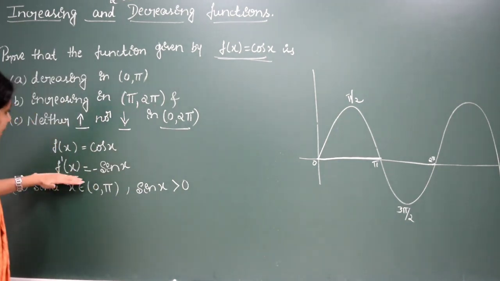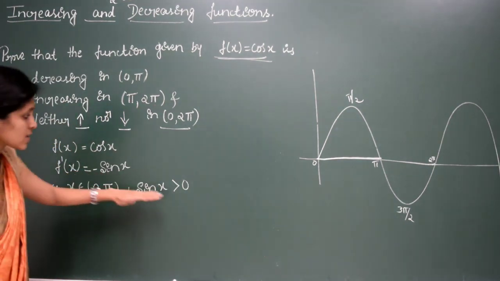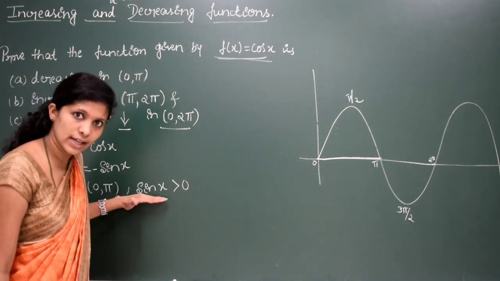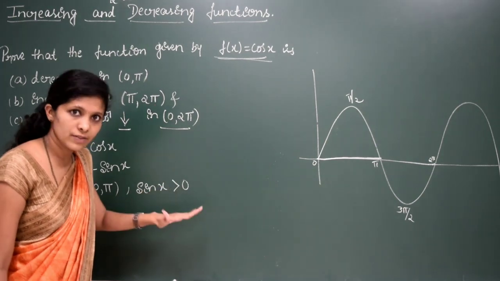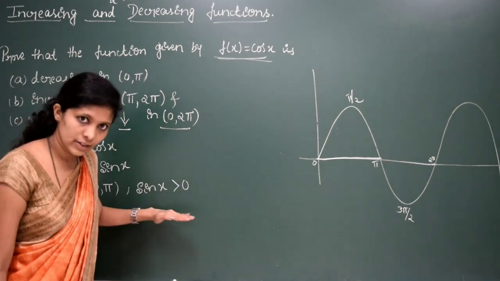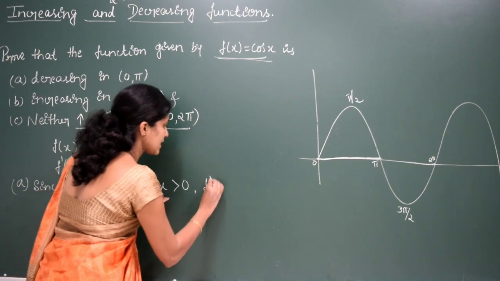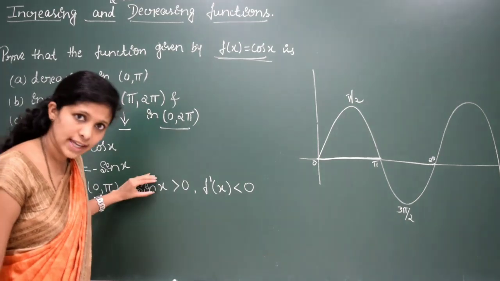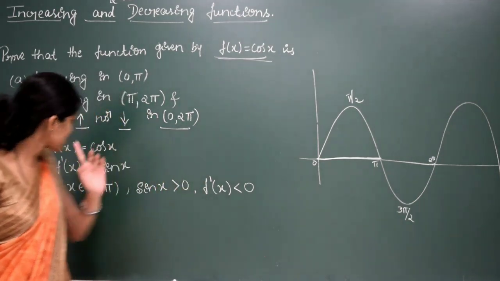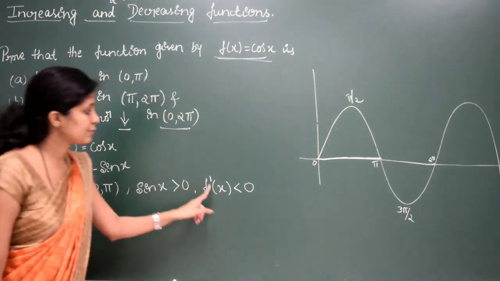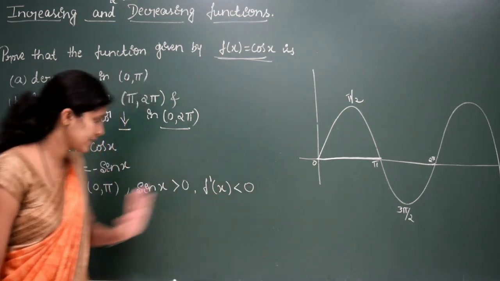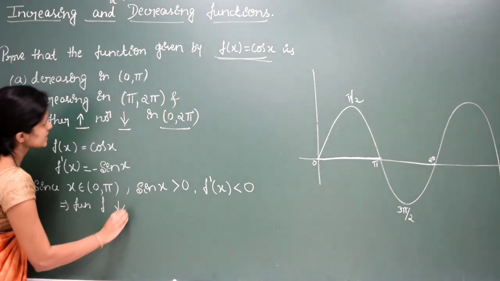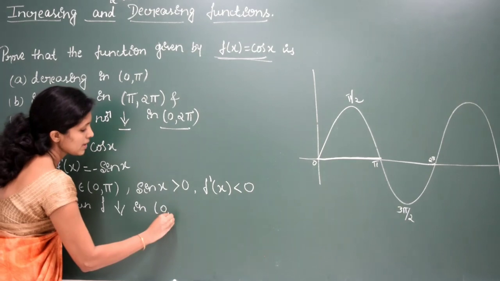And what will be the function? f dash of x is minus sin x. So sin x is greater than 0. So minus sin x will be, if you multiply by the negative sign, then the inequality will be reversed, right? You have studied this one in the linear inequality. So f dash of x will be less than 0. Is it clear? The function sin x will be greater than 0, but f dash of x is minus sin x. So f dash of x will be less than 0. By this we can say that the function f is decreasing in the interval [0, pi].